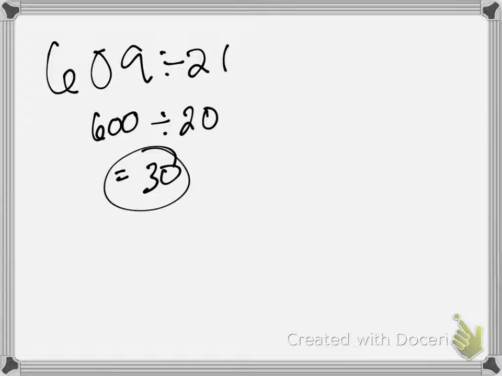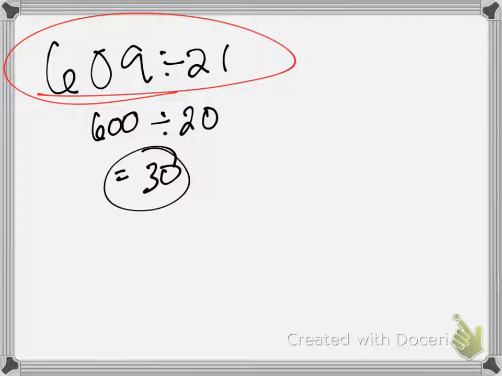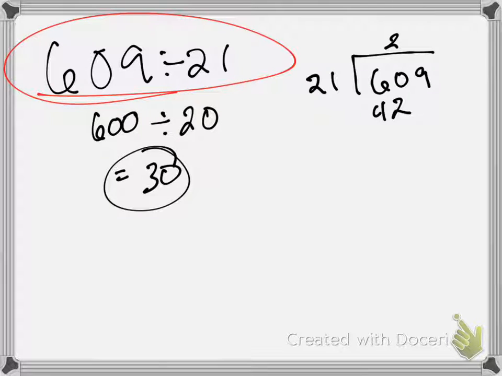Well, that's great to know, but what happens when we actually finally have to sit down and solve this? What happens when we have to do the long division for that? What happens when we have to set it up with 609 in the box, 21? You can sit here and say, okay, 21 doesn't go into 6. 21 goes into 60 twice. So we get 42, 18, 189. So now we have to figure out, well, how many times does 21 go into 189?